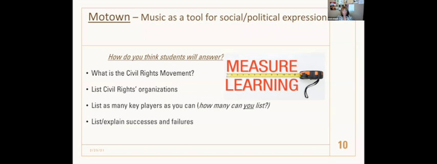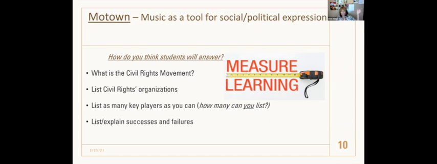But the civil rights movement is a unit that should take at least 2 weeks. It's so rich, you really could take up a year. So I start the unit and professional development the same way. How do you think your students would answer these questions? What is the civil rights movement? What definition would they give? How many civil rights organizations could they list? How many key players could they list? And when I have them do this, you can't put Martin Luther King on there and you can't put Rosa Parks on there.